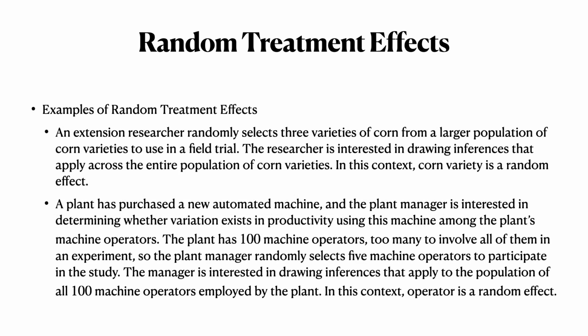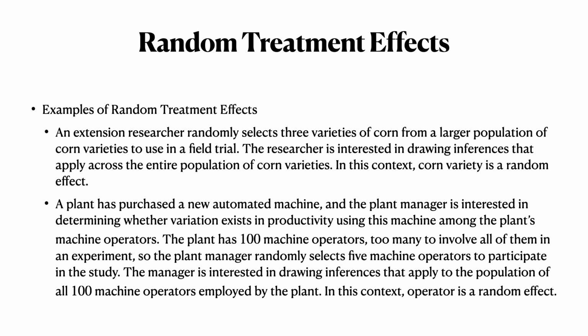Here are some examples of random treatment effects. An extension researcher randomly selects 3 varieties of corn from a larger population of corn varieties to use in a field trial. The researcher is interested in drawing inferences that apply across the entire population of corn varieties. In this context, corn variety is a random effect.